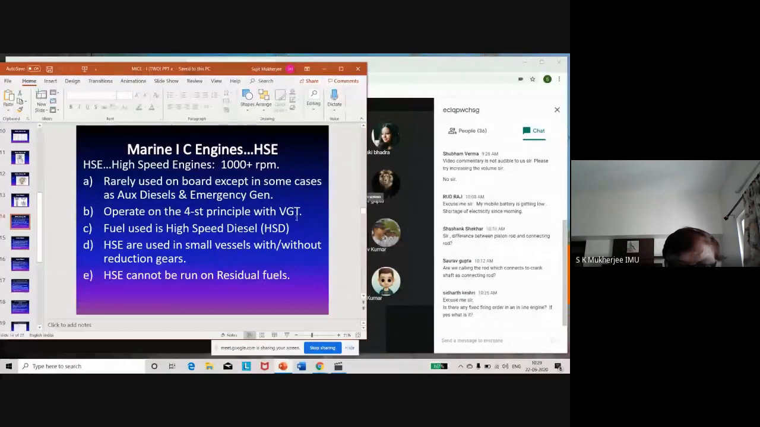Okay, so this is usually high-speed diesel. This is the same diesel oil that we use in our diesel cars that are there on the road. High-speed engines are used in small vessels with or without reduction gears. Sometimes the high-speed engines are directly coupled to the propeller.